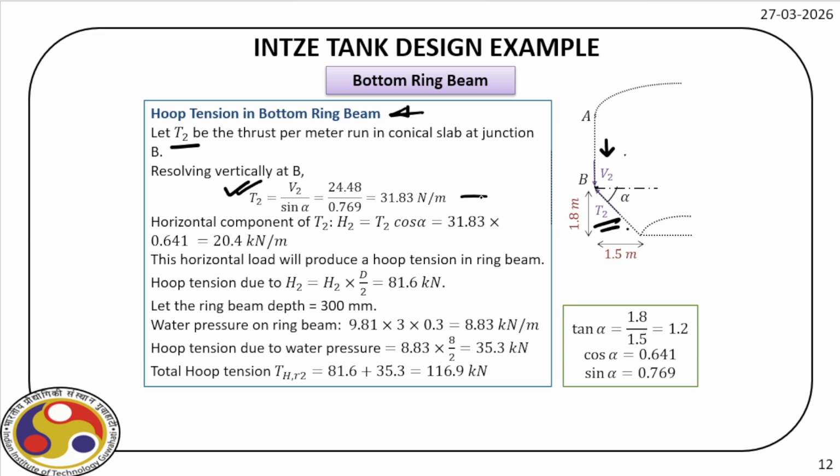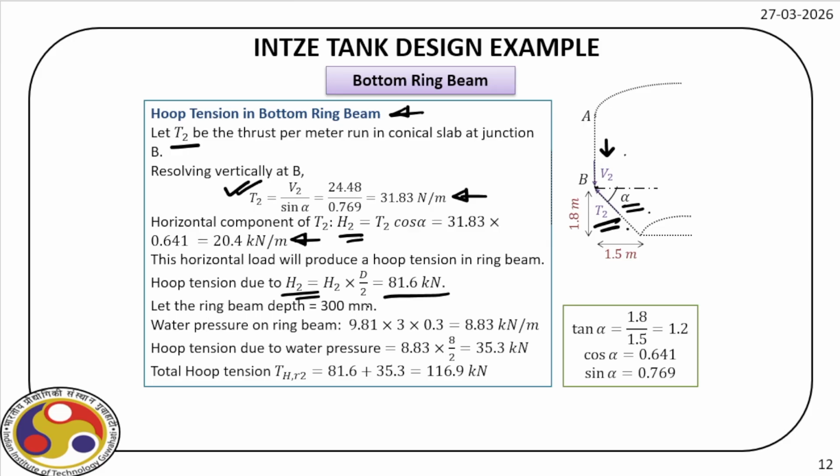So it is 31.83 Newton per meter. The horizontal component of T2, which is the hoop tension H2, is T2 cosine alpha. Alpha is this angle here. So T2 cosine alpha is 20.4 kilonewton per meter. The horizontal load will produce a hoop tension on the ring beam. So H2 we can calculate. Hoop tension due to H2 is H2 times D by 2, and it is 81.6 kilonewton.